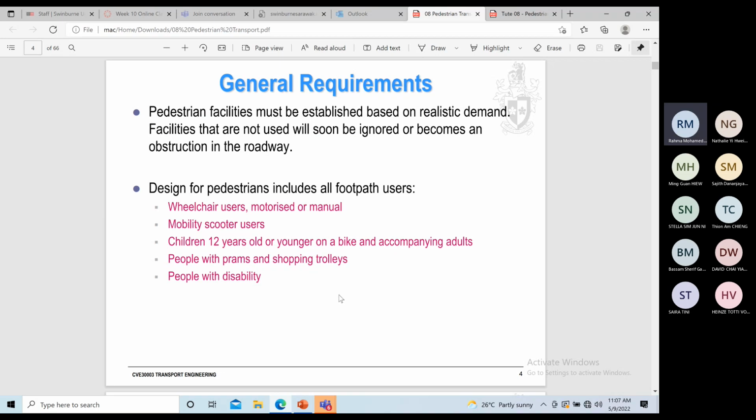So in order to design for pedestrians, we should make sure that we include all the footpath users. So what are these footpath users? These are people with wheelchairs, either a motorized one or a manual one, people with mobility scooters, then children of 12 years old or younger, whether they are walking or on a bike, and their accompanying adults, then people with prams, shopping trolleys, or luggage. And lastly, we'll be looking into people with disabilities.